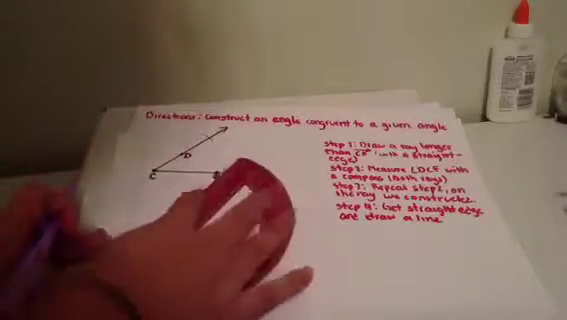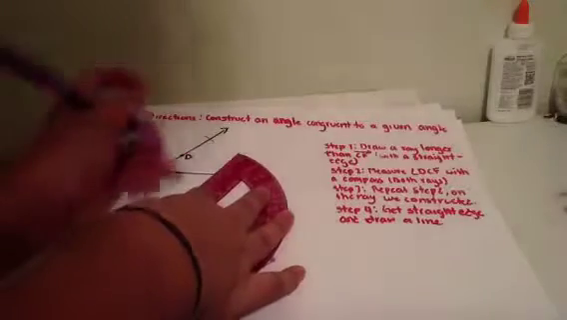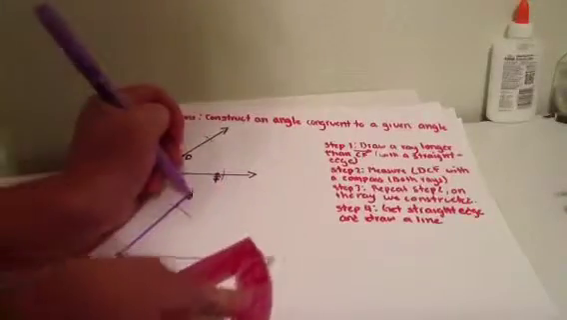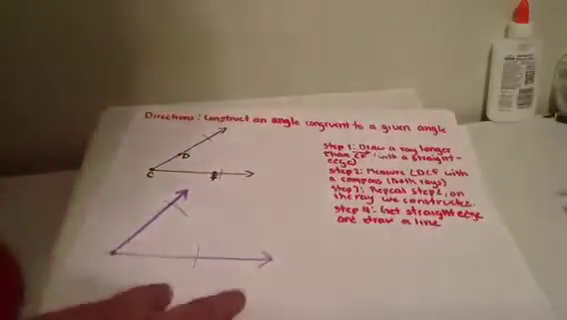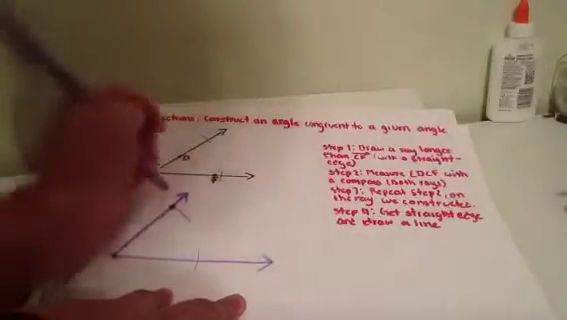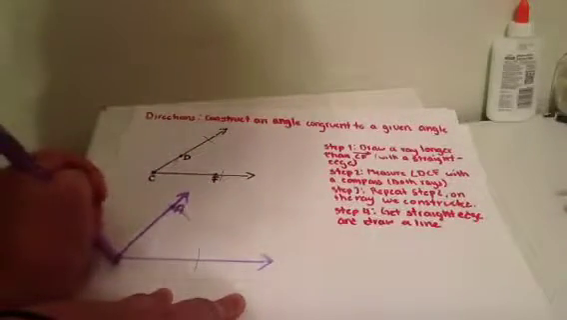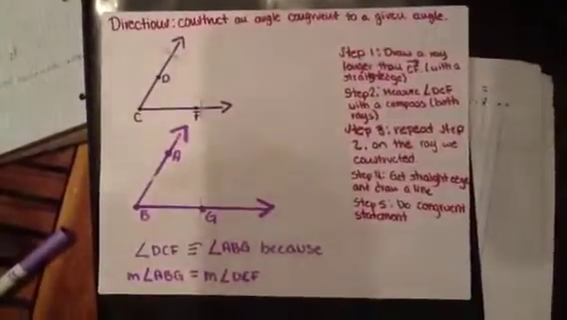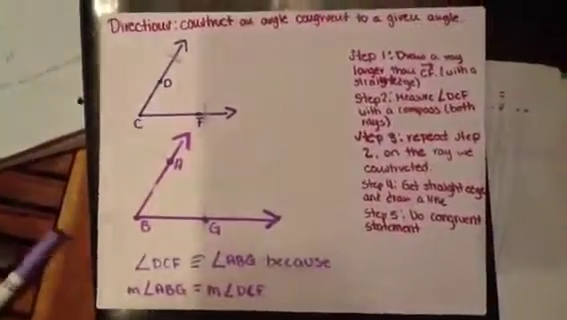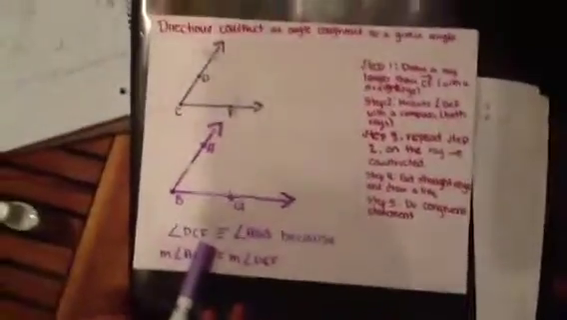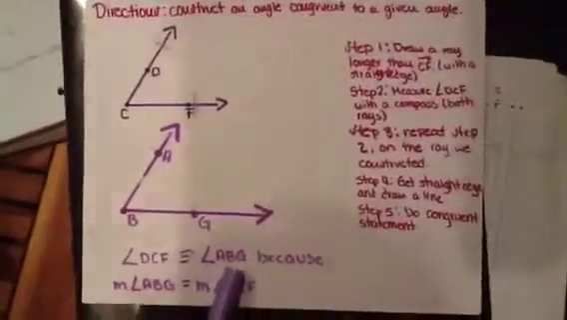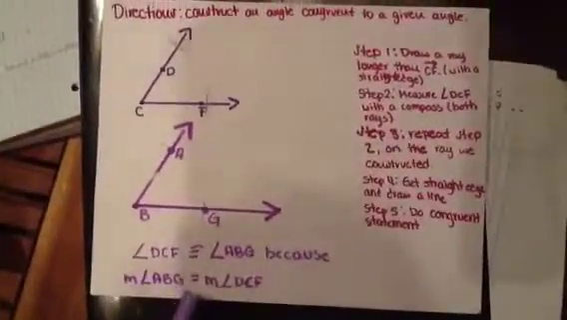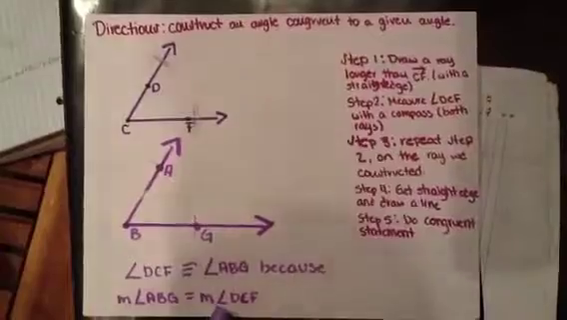Now we get a straight edge and draw a line where the 2 tick marks intersect. And then name the ray. Now we're going to do the congruent statement, which is angle DCF is congruent to angle ABG because the measurement of angle ABG is the same as the measurement of angle DCF.